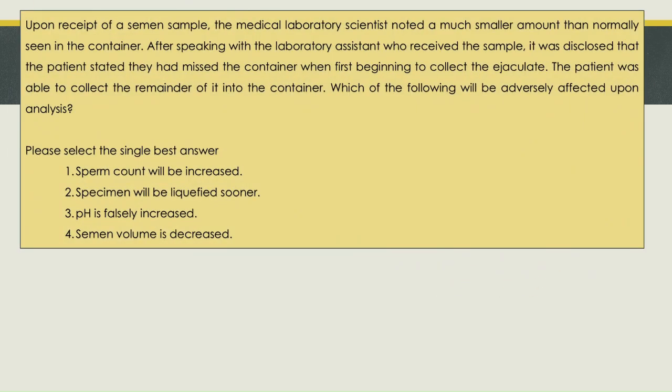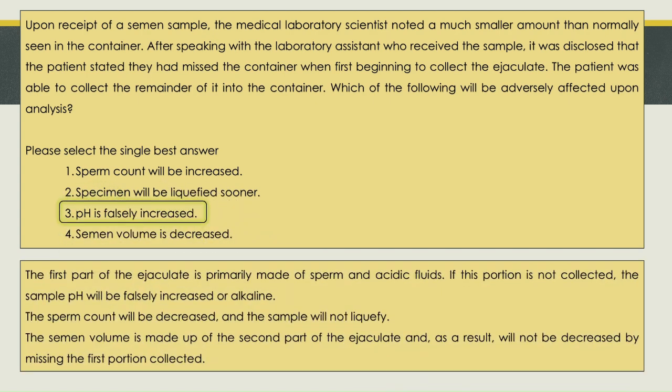Upon receipt of a semen sample, the medical laboratory scientist noted a much smaller amount than normally seen in the container. After speaking with the laboratory assistant who received the sample, it was disclosed that the patient stated they had missed the container when first beginning to collect the ejaculate. The patient was able to collect the remainder of it into the container. Which of the following will be adversely affected upon analysis? Please select the single best answer. 1. Sperm count will be increased. 2. Specimen will be liquefied sooner. 3. pH is falsely increased. 4. Semen volume is decreased.